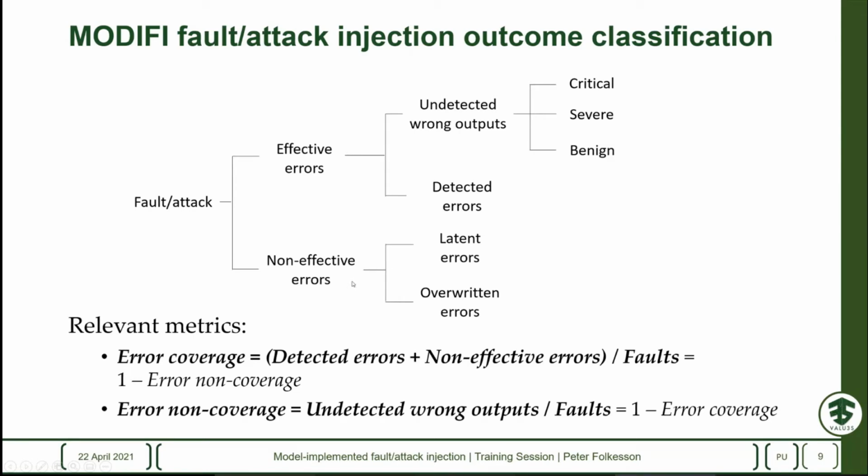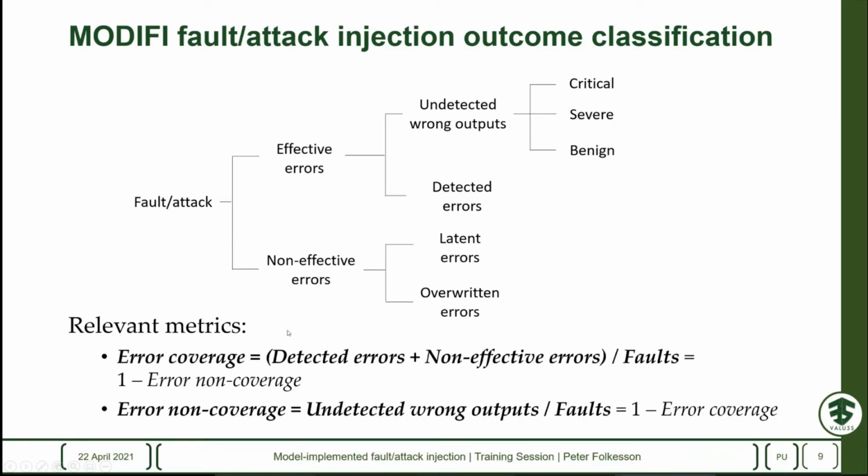Non-effective errors are errors which do not cause any change in the observable behavior of the system. These may be classified further into either latent errors, which are errors which remain in the system without being detected or cause any undetected wrong outputs, or overwritten errors, where all the effects of a fault are overwritten. For example, if you inject a bit flip in a CPU register, and this register is written to before it's being read, then we have an example of an overwritten error.